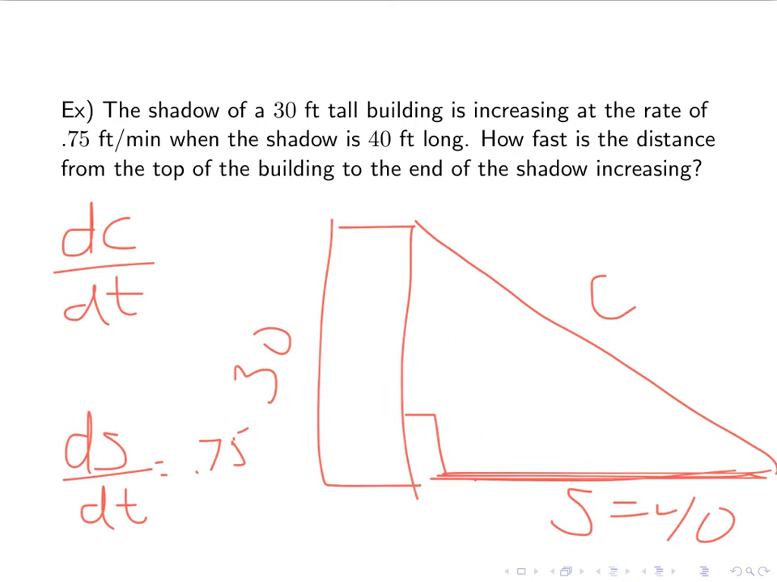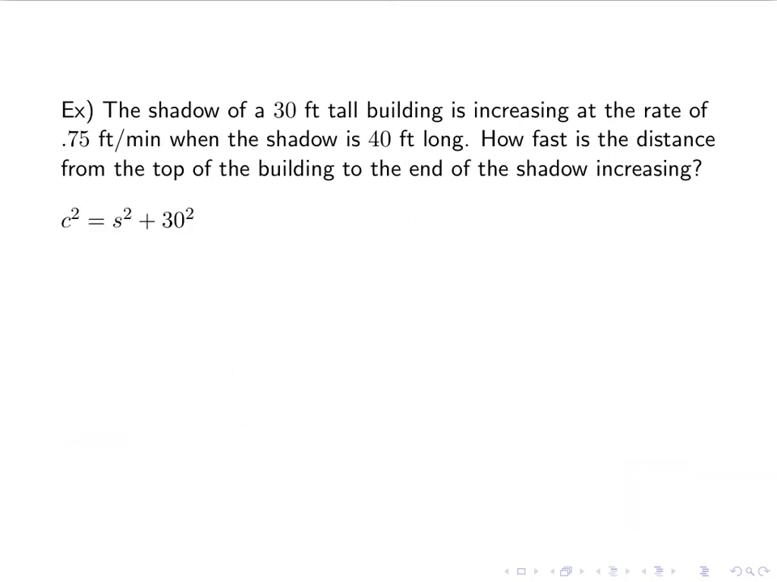Okay? So, again, we have a right triangle, and there is an equation that relates C, S, and the 30. Now remember, S is still a variable, so don't put it as 40. It's S. It keeps changing. So C squared equals S squared plus 30 squared. The building is not changing in height. Right? The building is 30 feet. So when I differentiate, I get 2c times the derivative of c equals 2s times the derivative of s plus 0. Again, 30 squared is a constant, derivative is 0.